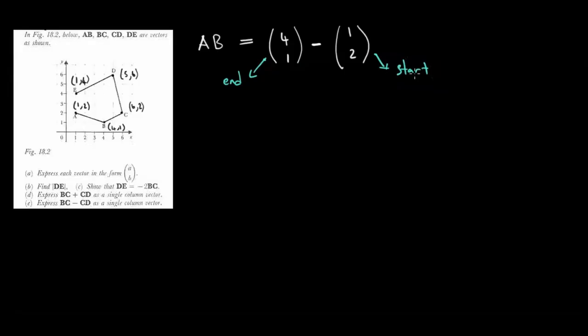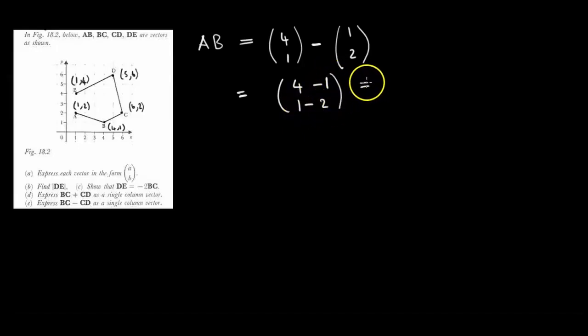It's logical, and so when we do those calculations, what are we going to get? So this is going to be equal to what? It's (4 minus 1, 1 minus 2). This is equal to 4 minus 1 the 3, and 1 minus 2 the minus 1. Like this. So this is AB. What about BC?